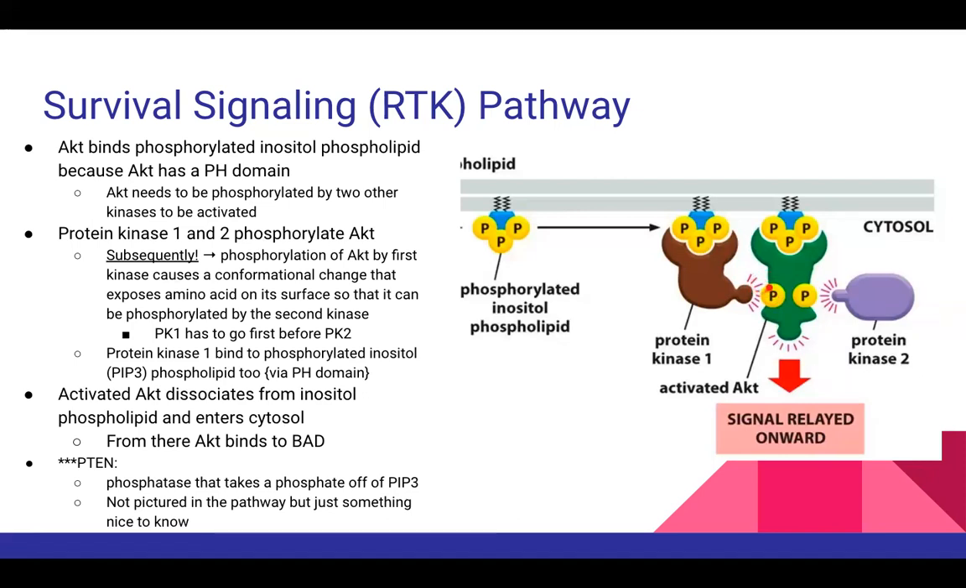And then that phosphorylation event causes a shapeshift in AKT, which exposes site number 2 for protein kinase 2 to come in and phosphorylate AKT. So once AKT is phosphorylated twice at the two binding sites, then it's able to become active. And when AKT is active, it will dissociate from the phospholipid inositol, and it will just float down to the cytosol, which is the next step.